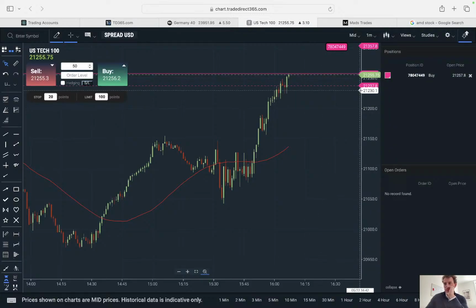Let's see here if it's going to break above again. Push. Or if it's going to sell below. This is going to be my last trade. I think it's going to push now on the upside. Let's see. Could also get rejected here.